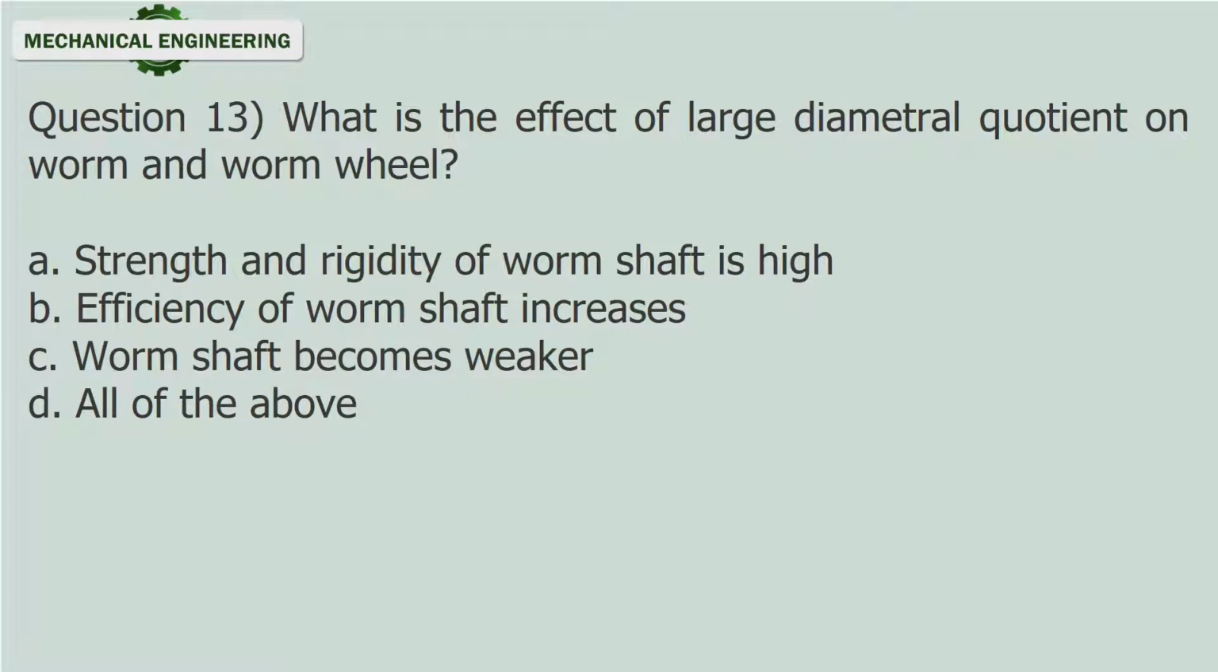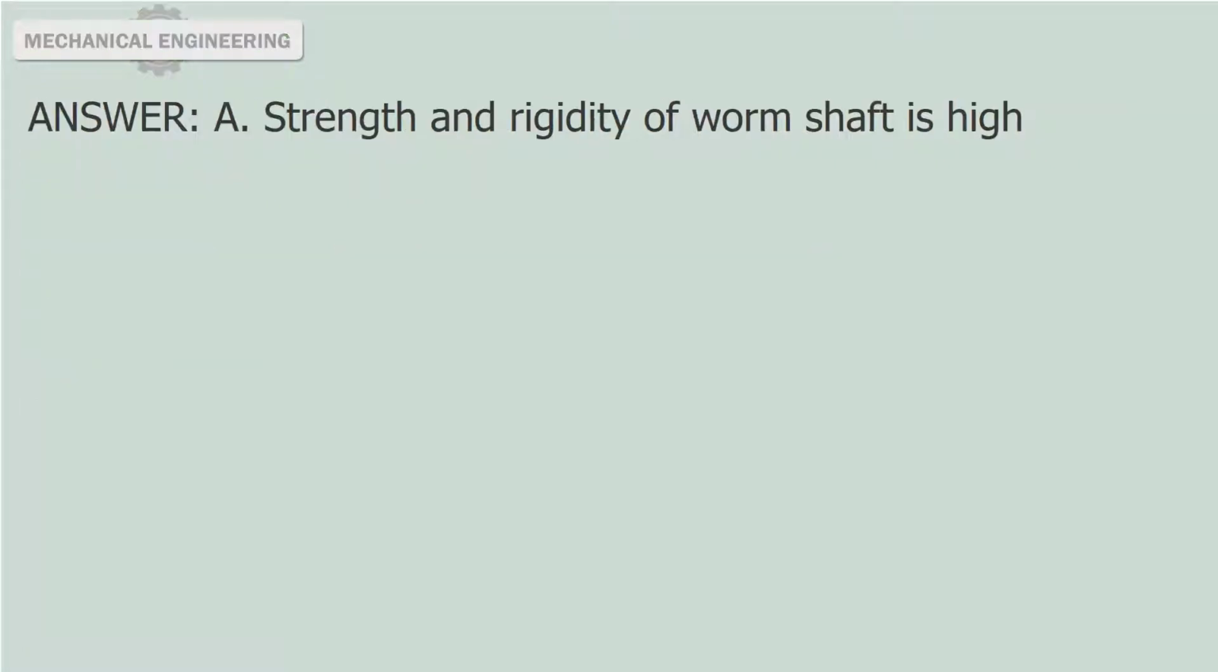Question 13. What is the effect of large diametral quotient on worm and worm wheel? A. Strength and rigidity of worm shaft is high. B. Efficiency of worm shaft increases. C. Worm shaft becomes weaker. D. All of the above. Answer: A. Strength and rigidity of worm shaft is high.